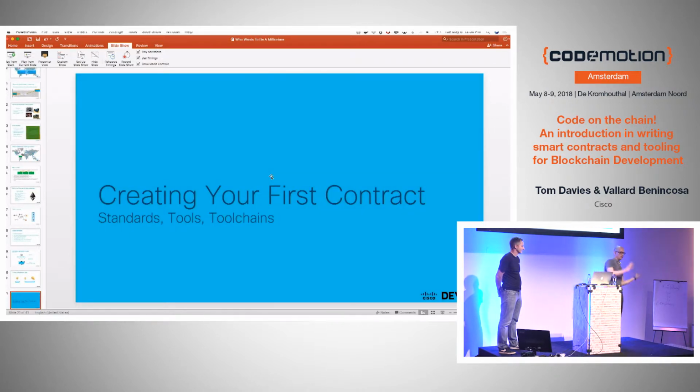Okay then, so that was a fairly quick overview of blockchain. Hopefully that's level set you guys. Now we get to the fun stuff of creating our first contract, creating our tokens.